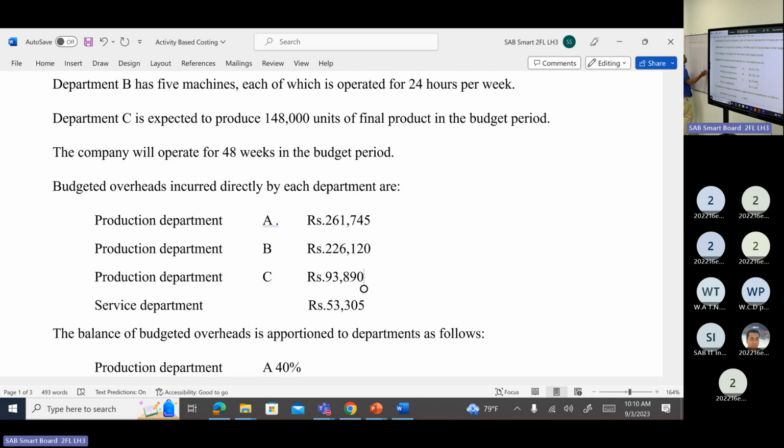3 production departments and 1 service department.